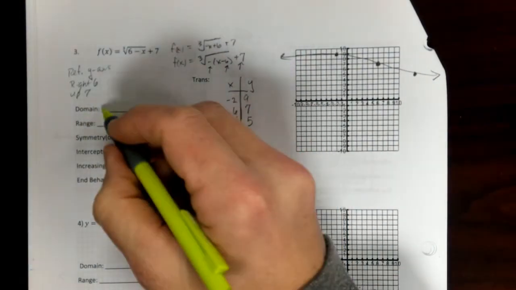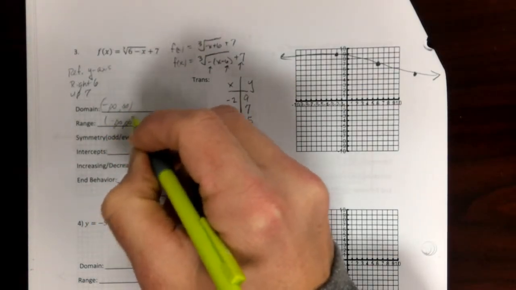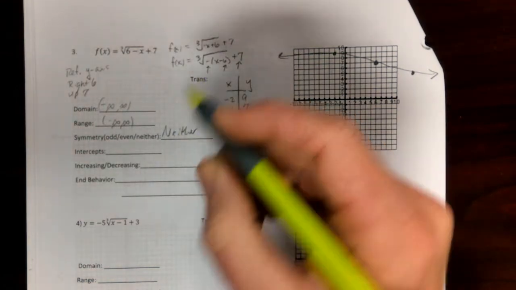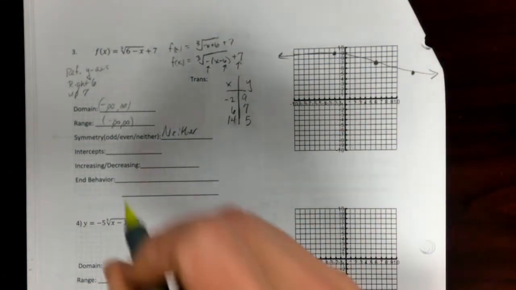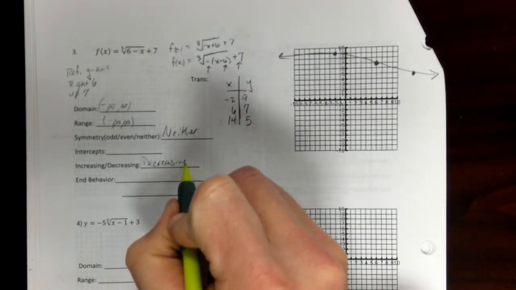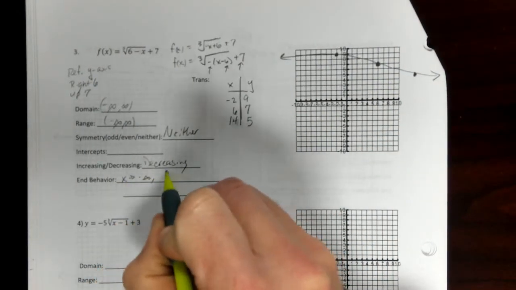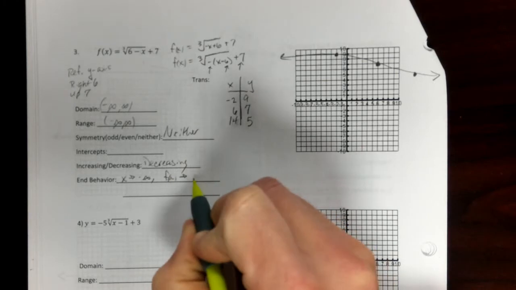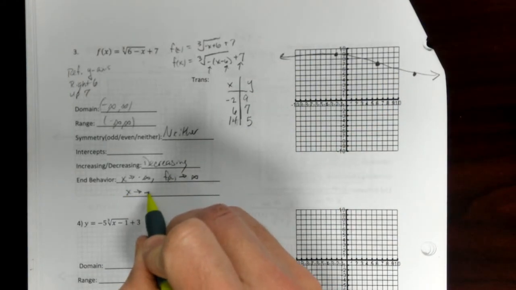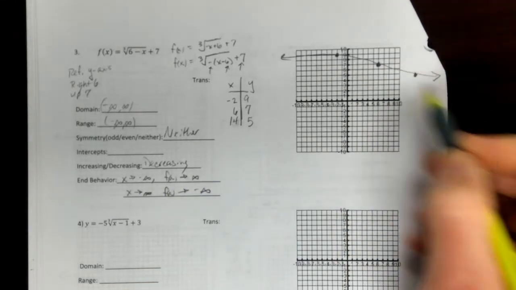Domain, still negative infinity to infinity. Range, same thing. Not symmetric, doesn't go through the origin. My intercepts, okay, we'll solve for those later. It is a decreasing function. And my end behavior as x approaches negative infinity, f of x approaches positive infinity because we're going up. And as x approaches positive infinity, f of x approaches negative infinity because we're going down.